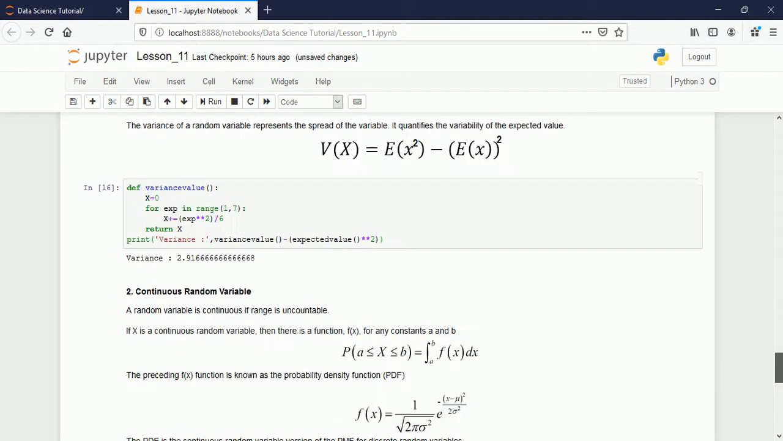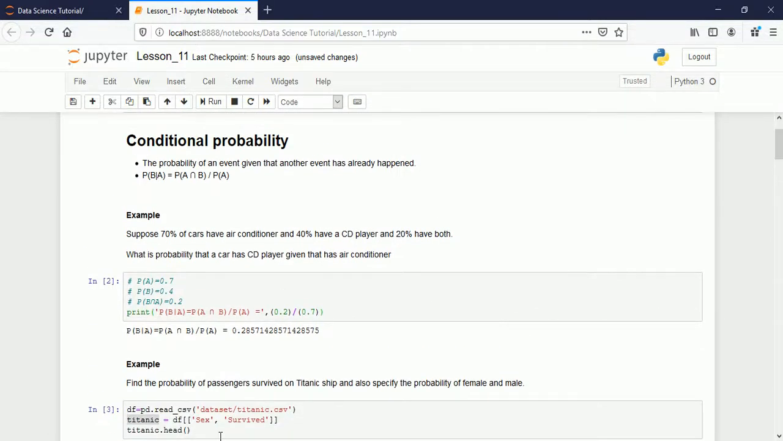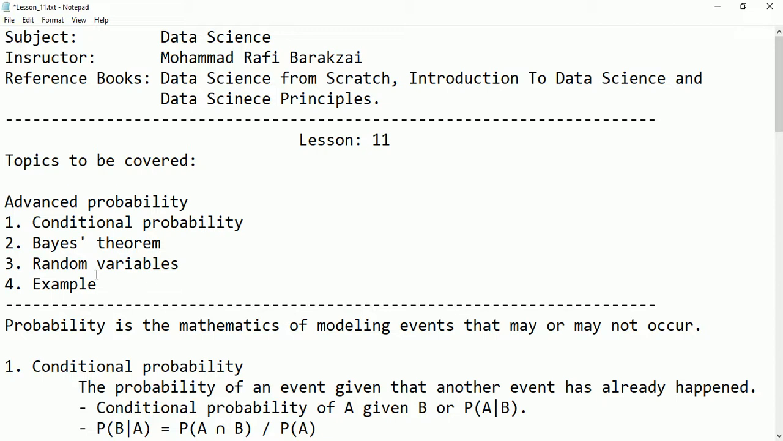I hope you understood this much, friends. We talked about random variables, conditional statements, and also Bayes theorem. I hope you understood this much.